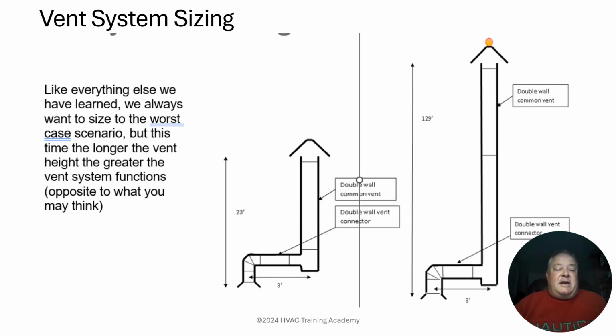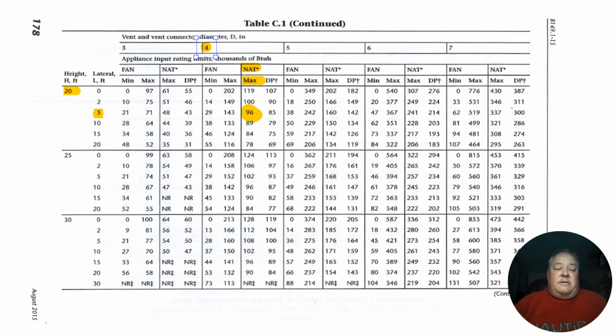So as I indicate here, like everything else, we're going to go to the worst case scenario. The longer the vent height, the greater the vent sensitive functions. So again, we're going to go backwards at that point is really what we're trying to indicate. On this application here, what I should have done is taken that table value from before. But obviously we're looking at something that is in between 20 and 25 feet. So we're going to say, let's say 23 feet.